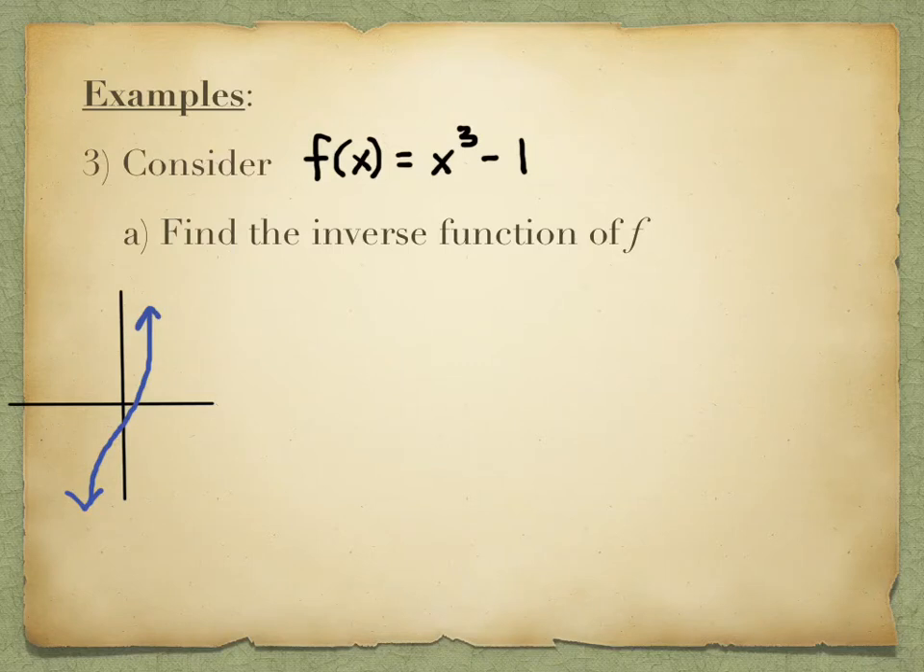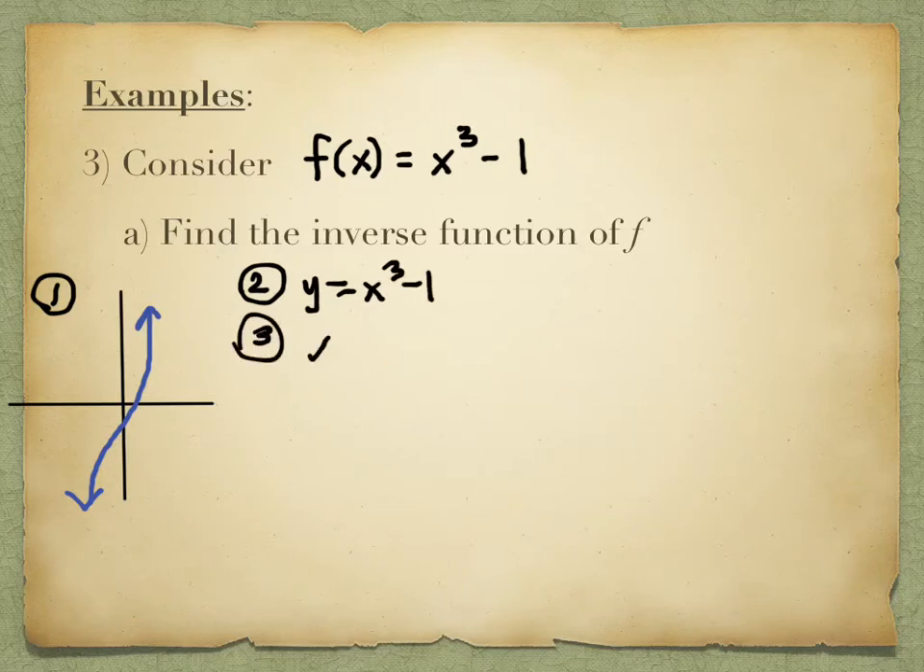2 through 6. Okay? All right, so step 2, I'm going to actually write the steps out as I go. So this is sort of step 1, was to verify that it had this one-to-one feature. Step 2 was to call this y equals x cubed minus 1. And step 3 was to switch where the x and the y are. So this is x equals y cubed minus 1. All right, so far so good? So if you jumped to step 3 and didn't write step 2 down, I'm going to live with that just fine.